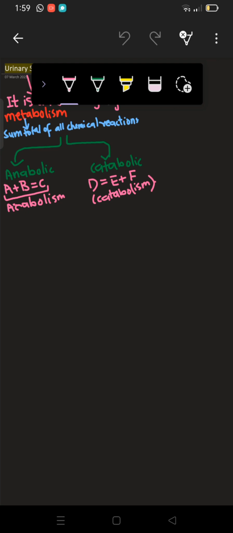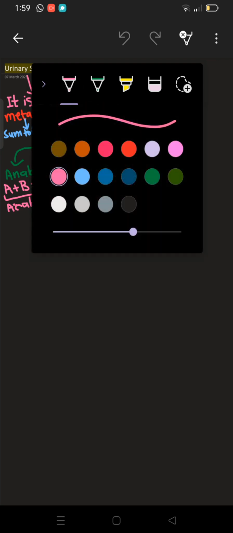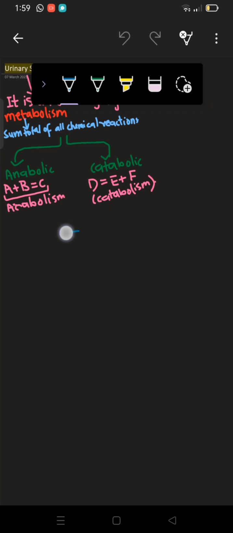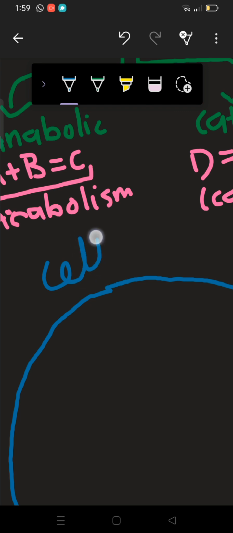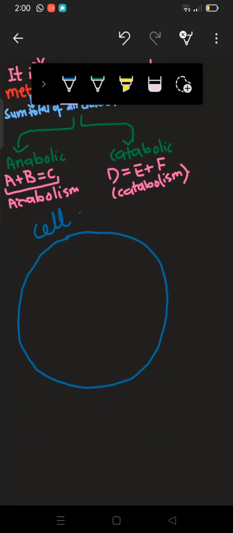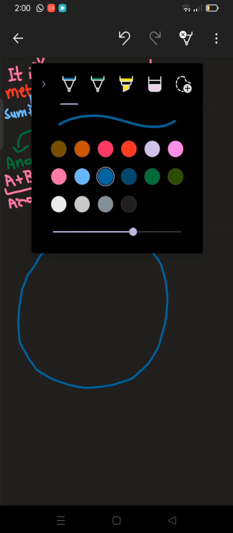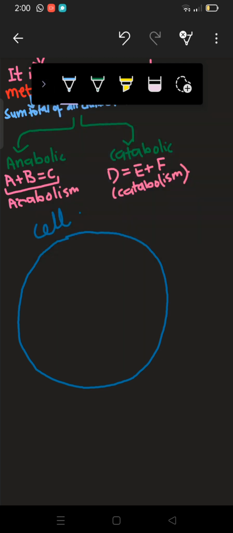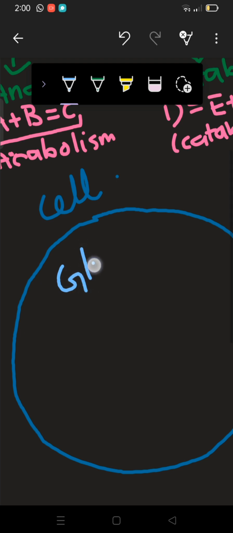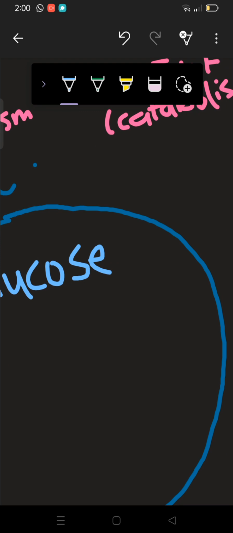Alright, now let me use another color. Suppose this is a cell. This is a cell. Now we know that all cells in our body need energy for survival. So to get energy, we are burning glucose. Glucose is broken down in our body or in our cells. So that is catabolism.